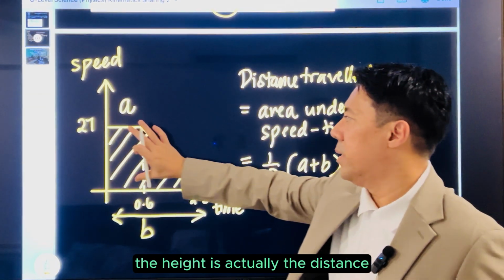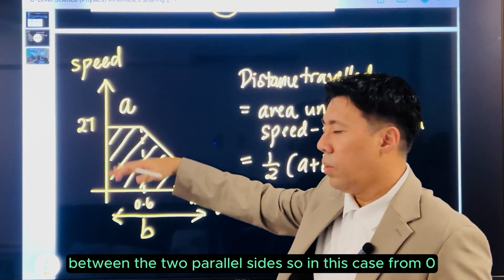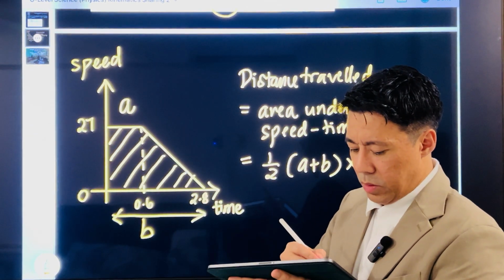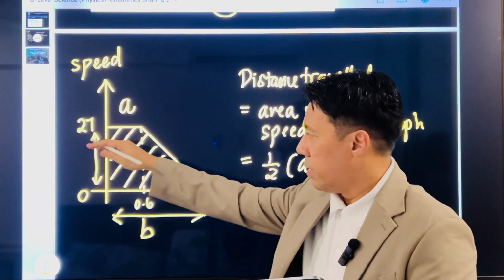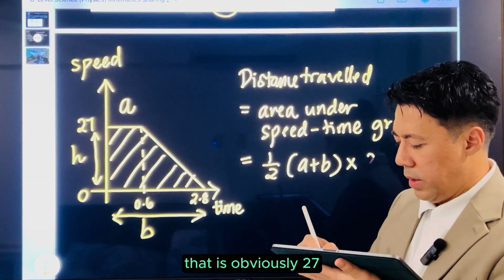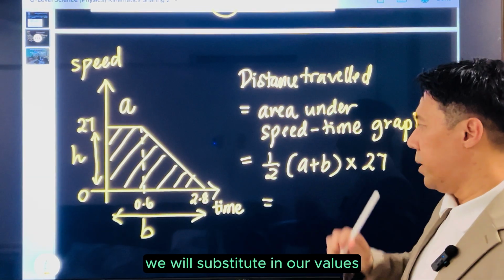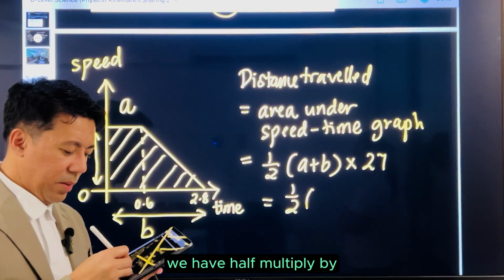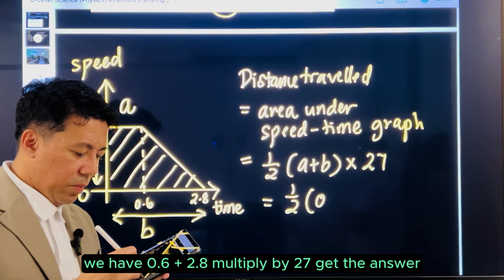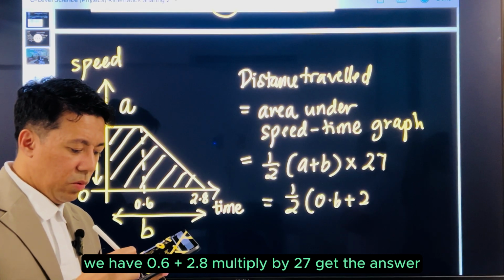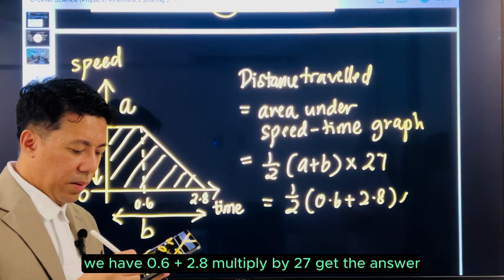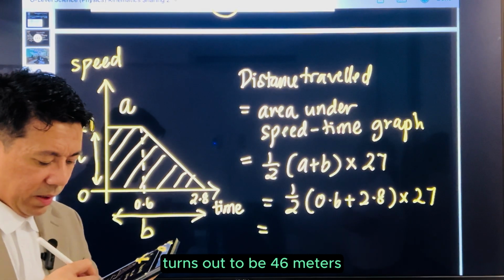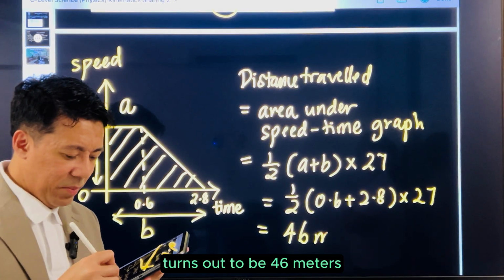So the height is actually the distance between the two parallel sides. So in this case, from 0 to 27. So that is obviously 27. So we will substitute in our values. So we have half multiplied by, so we have 0.6 plus 2.8 multiplied by 27. Okay, the answer should work out to be 46 meters.